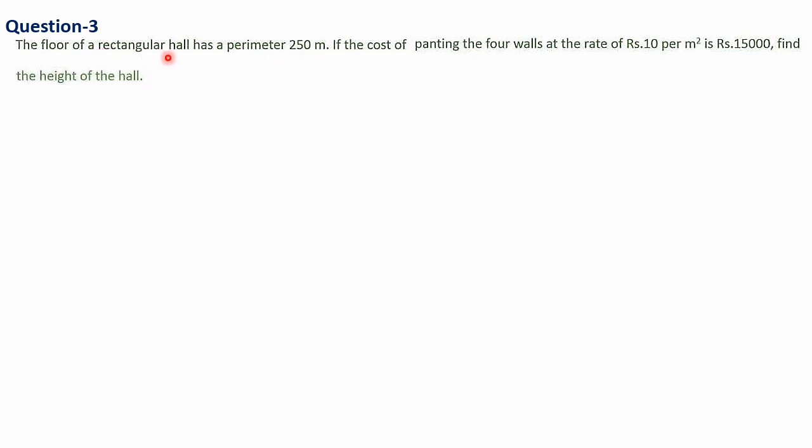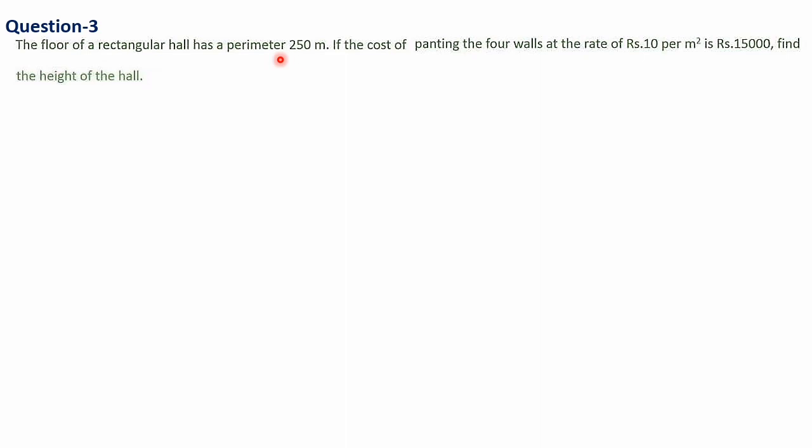The floor is rectangular in shape, with a perimeter of 250 meters. Then it is a hall. Hall means just like a room, cuboidal in shape. Here the floor is in rectangular shape and the entire hall is in cuboidal shape.